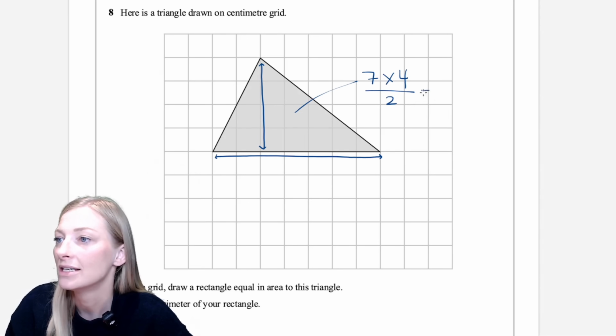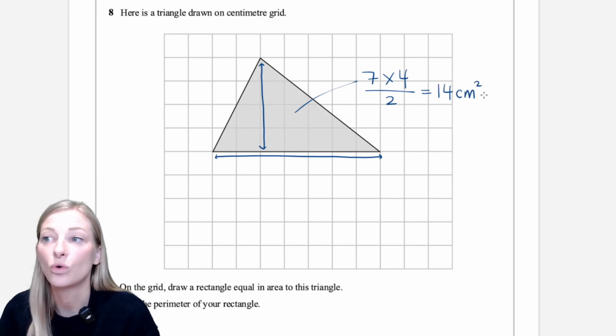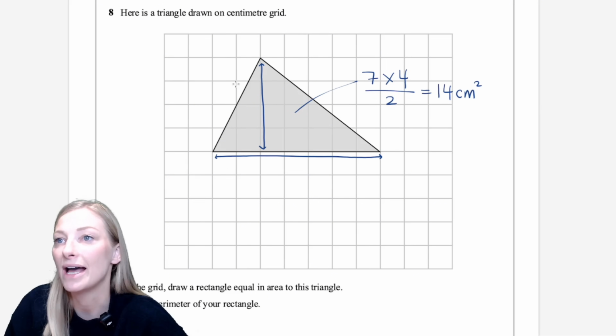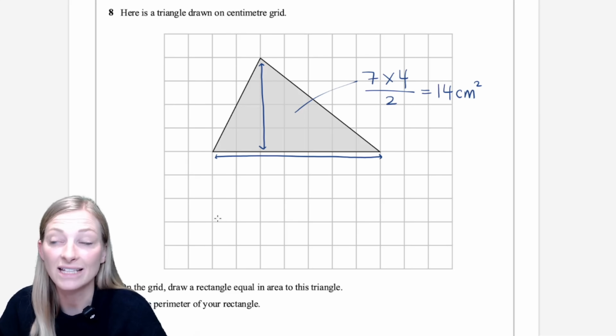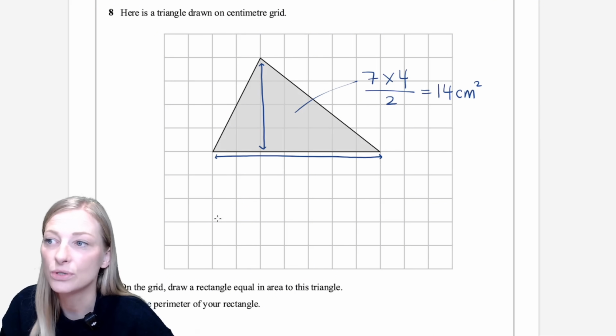7 times 4 is 28, divided by 2 is 14. So this is 14 centimetres squared. I now need to draw a rectangle that is 14 centimetres squared. And to do that, I need to think of two numbers, because for a rectangle, it's just base times height, two numbers that multiply together to make 14. And I'm going to do 2 times 7.